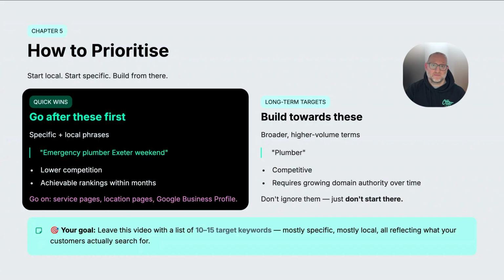Long-term targets. Broader, higher volume terms that are more competitive. You're not ignoring these, you're building towards them. As your domain authority grows, as you produce more content, as you collect more links and reviews, you start to compete for bigger terms too. But that takes time, and it starts with the quick wins.